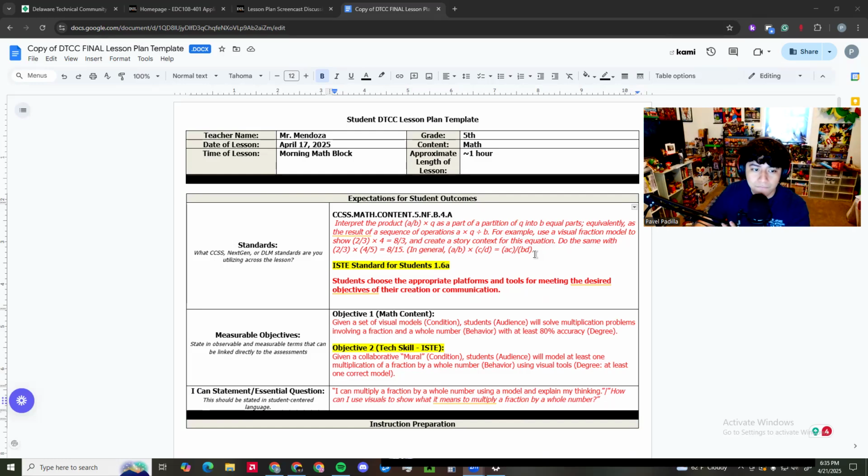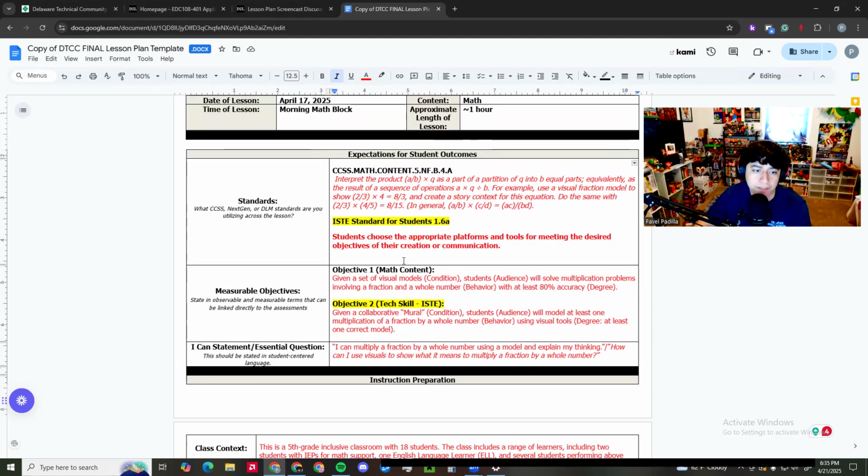My first Common Core standard is math content NF.B.4.A, which is interpret the product of A and B times Q, which is essentially a fraction times a whole number. I won't get too much into it. For example, use a visual fraction model to show 2/3 times 4 equals 8/3 and create a story context for this equation. So this is what I'm really going for, using visual fractions to model something. And we'll go into detail at the bottom of my lesson plan.